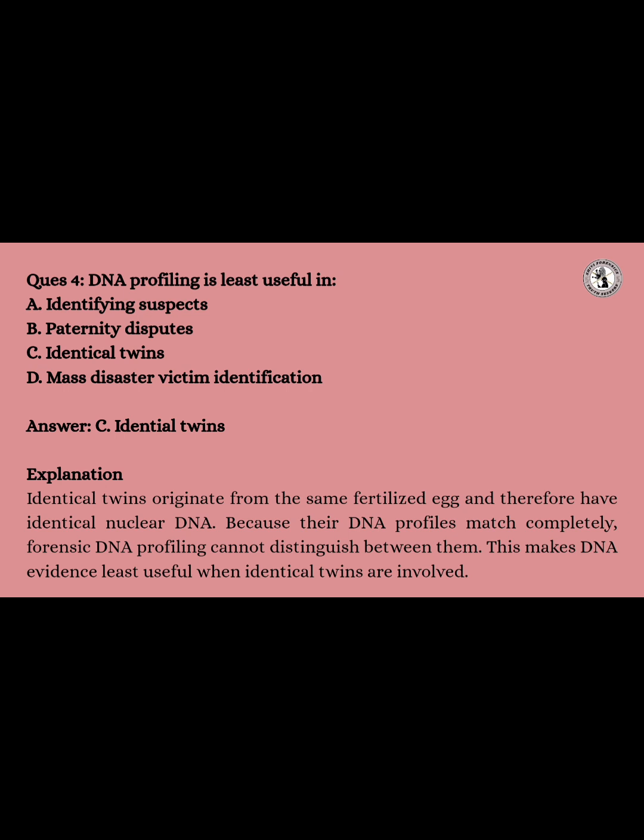Explanation: identical twins originate from the same fertilized egg and therefore have identical nuclear DNA. Because their DNA profiles match completely, forensic DNA profiling cannot distinguish between them. This makes DNA evidence least useful when identical twins are involved.